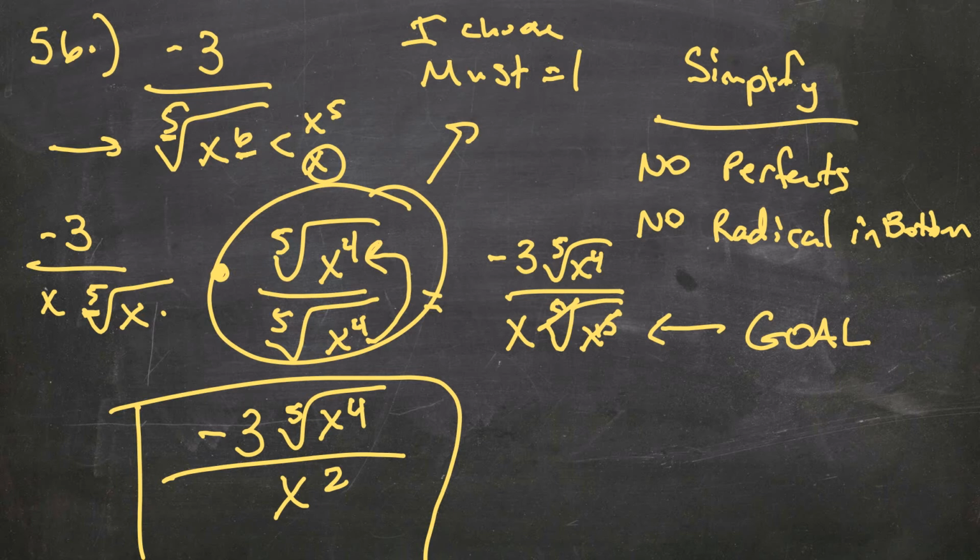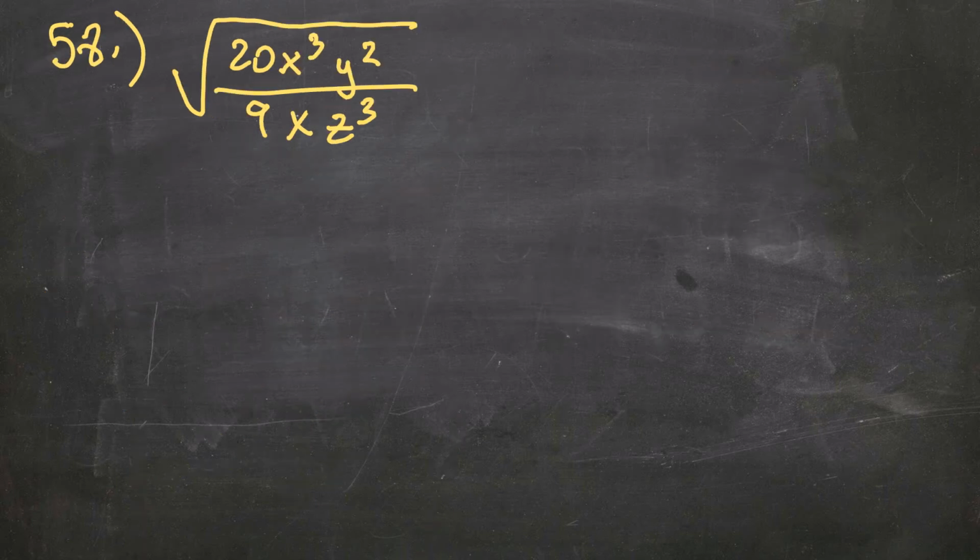All right. If you wanted to, you could rewrite this as negative 3 times x to the 4/5. If you did that, I will probably give you a half-point bonus if you mention that I said something in the video about it. So, moving on. Alright, 58.